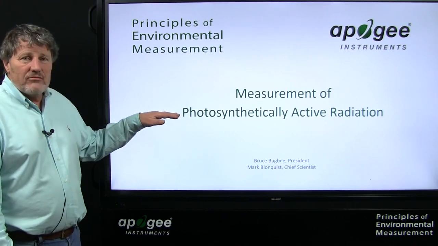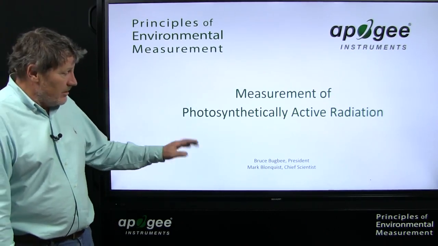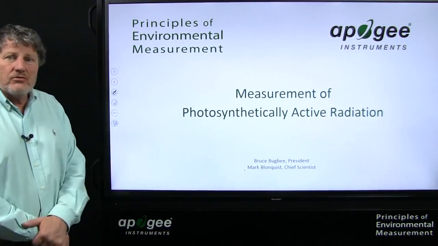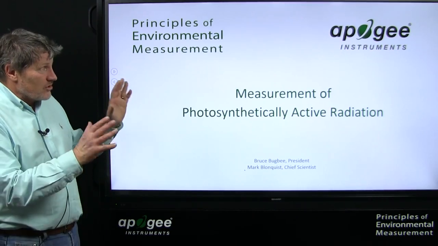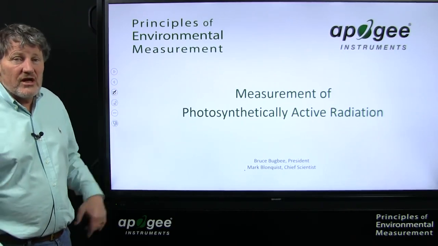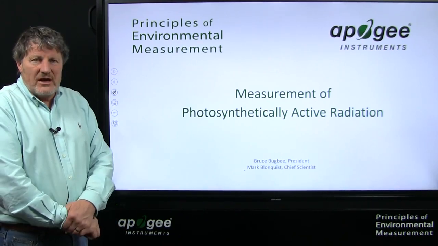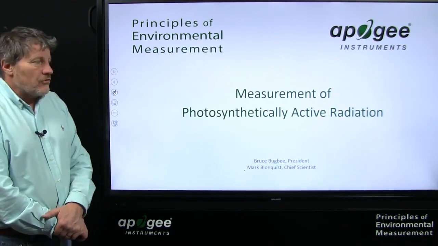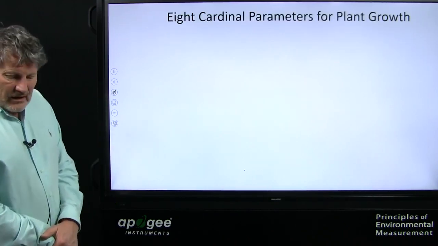This is one that I've been particularly involved with for a long time in my career, and I want to give credit to Mark Blomqvist, who is the chief scientist at Apogee. He and I have worked on this together for more than 10 years, refining this measurement and understanding its effects on plant growth. So let's get started with this.